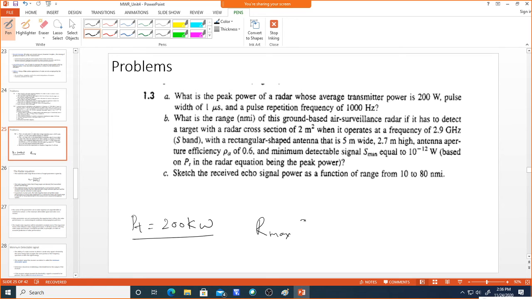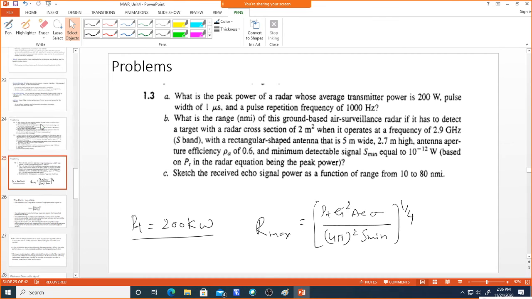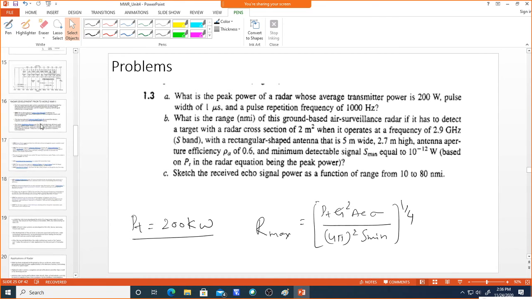Or maximum range, that is equal to PT G square and then AE or sigma, divided by 4 pi square into S minimum, whole power 1 by 4. Find it out. So what is the range?